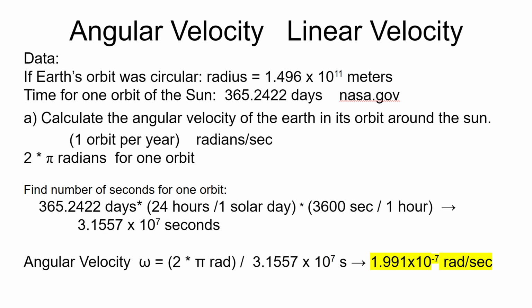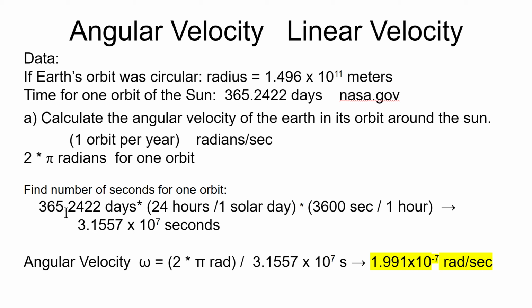So let's talk about the angular velocity of the Earth orbiting the Sun. The angular velocity is how much angle we've covered, and the standard unit is radians of angle, in a certain amount of time. So we're going to come up with radians per second for our answer here. Well, in one orbit of the Sun, that's one full circle. That's 2 pi radians. That's the angular distance traveled. And what about the number of seconds for one orbit?